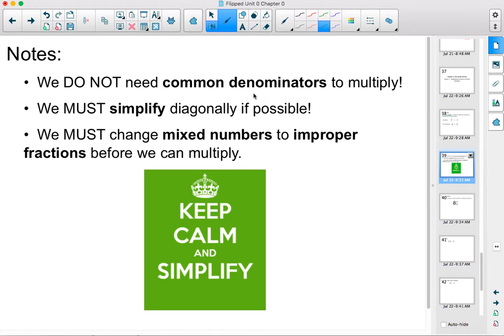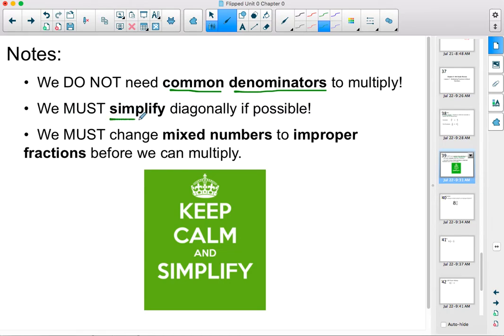Our notes for today: we do not need a common denominator to multiply. This makes students really, really happy. This makes me happy. It makes problems faster. It makes them a little bit easier. So a lot of times students like multiplying much better than adding or subtracting.